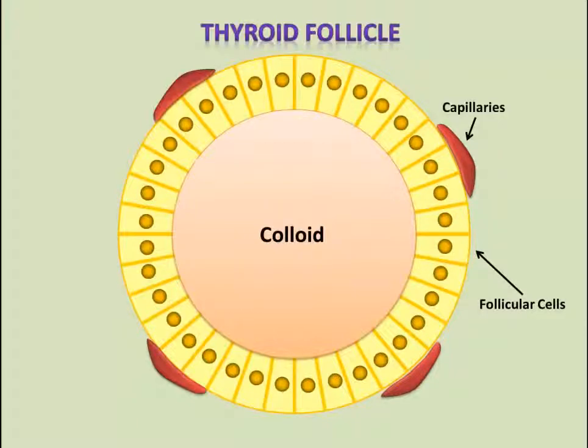The follicular cells have polarized membranes, meaning that there are different transport proteins available on the apical and basolateral membranes. The apical membrane faces the lumen of the follicle where the colloid is stored. The basolateral membrane of the follicular cell faces the surrounding capillaries.